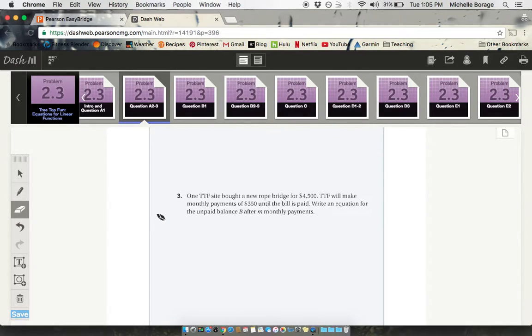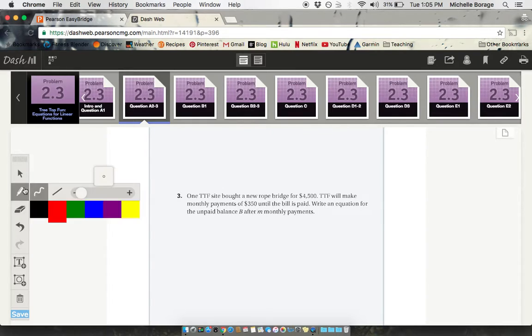It says one treetop fun site bought a new rope bridge for $4,500. Treetop Fun will make monthly payments of $350 until the bill is paid. Write an equation for the unpaid balance, B, after M monthly payments. So you're going to write an equation that shows their balance, you're going to represent with the capital B, after M monthly payments. Okay, so their balance is how much money do they still owe.